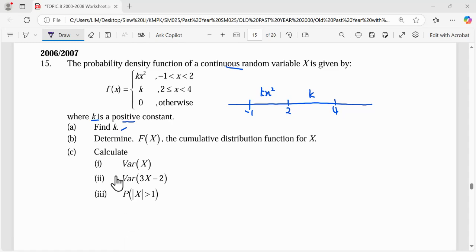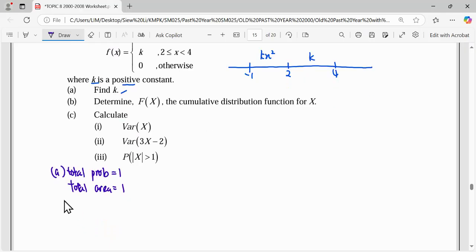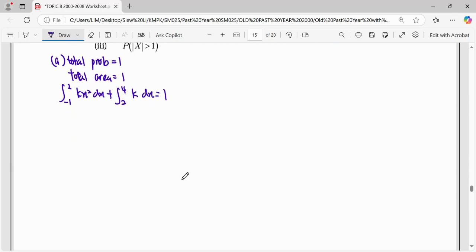So in our continuous random variable, we have to know that total probability is equal to 1. In continuous, the probability is represented by its area under the graph. Therefore, we use integration to find the area. Integrate from -1 until 2, kx squared, which is one area. Another area we continue, from 2 until 4, which is the value of k. So simplify this to find out the value of k.